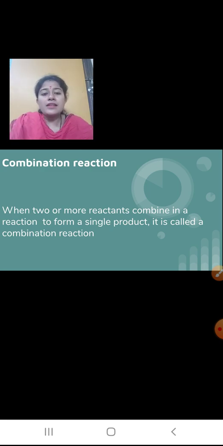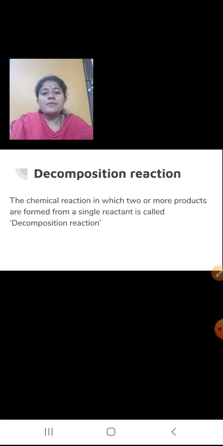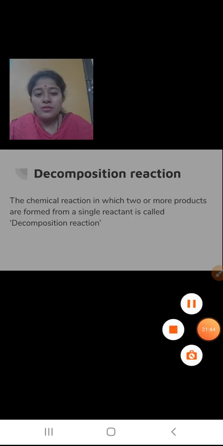Okay. The second type of reaction is decomposition reaction. The chemical reaction in which two or more products are formed from a single reactant is called a decomposition reaction. That means it is the opposite of the combination reaction. Here we have only one reactant, and that one reactant decomposes and gives two or more products. Okay, let us see the example related to it with the help of a video.